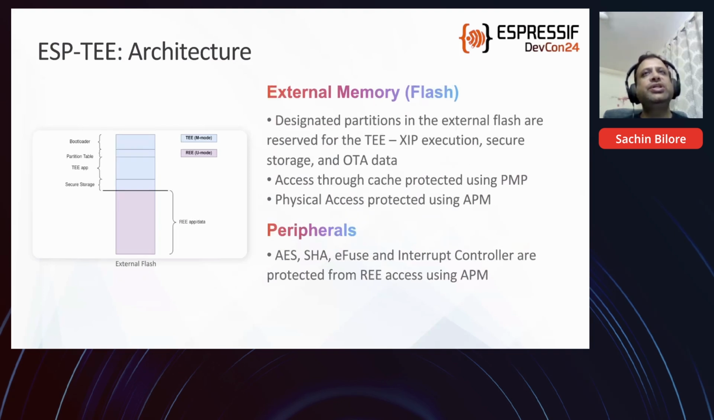Since in a resource-constrained device, not the entire code or data is loaded into the internal SRAM, some non-critical code and data remain in the external flash, and we use XIP to execute this code. External flash is also partitioned between the TEE and REE. Here we are showing the partition for external flash, where the initial range of the flash is protected for the TEE, which hosts the ESP-TEE firmware, partition table, bootloader, and secure storage protected by the TEE.